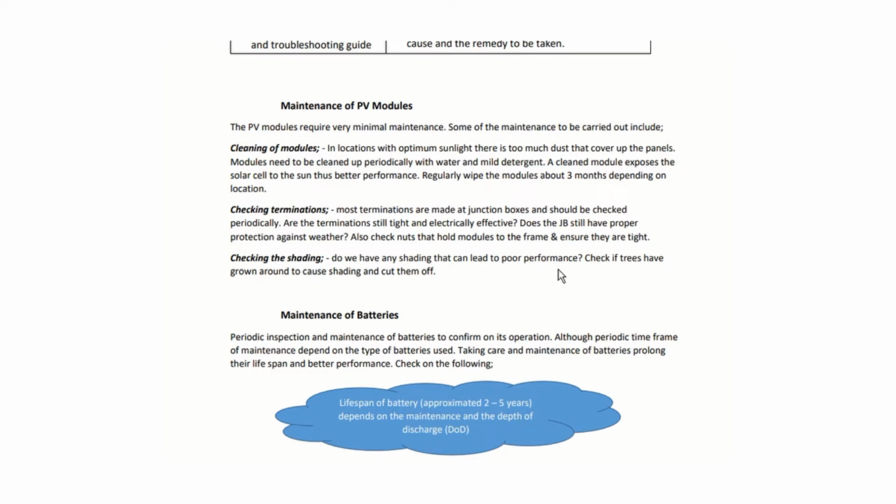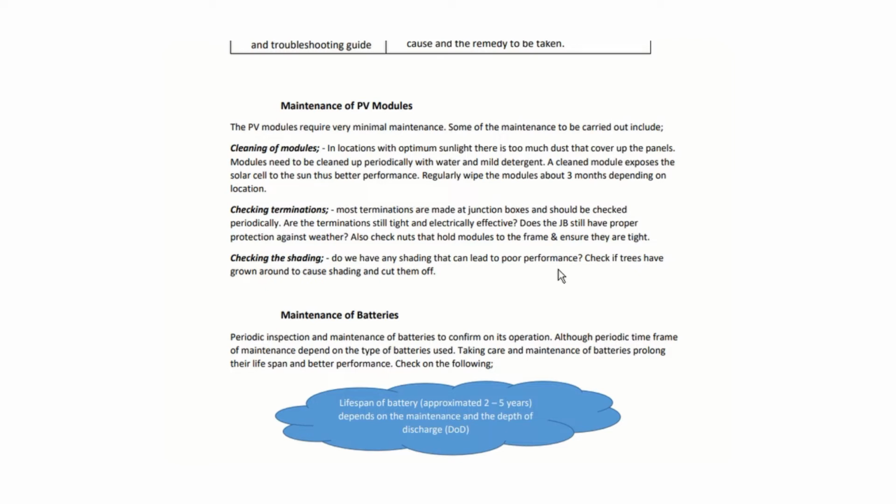Regularly wipe the module about every 3 months, depending on the location. So there's need to maintain your modules by cleaning them properly, on a span of 3 months or less, depending on where the solar panels are, you need to clean your modules effectively.